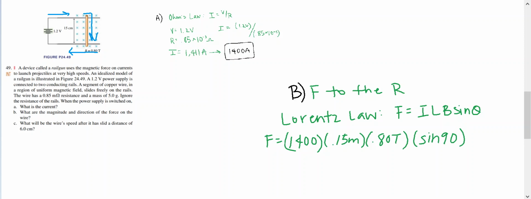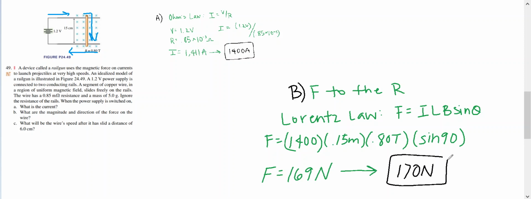When we multiply all this out, we get a force of 169 newtons. But remember, we have to convert to the correct amount of significant figures. So we will round up to get a force of 170 newtons. This is our answer for part B.